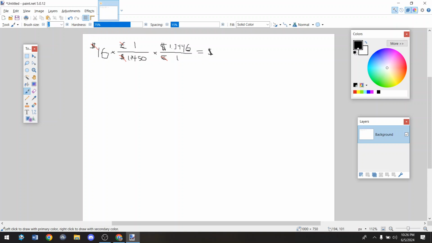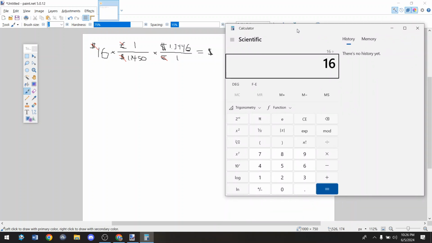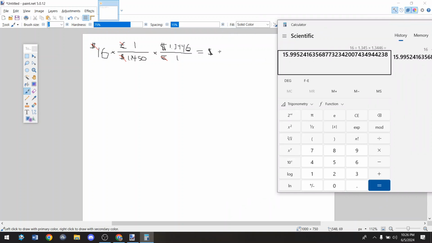I mapped it all out at first to know what I was doing, and then I just wrote in the relevant things. Now it's all set up, and we can just do multiplication. So with my calculator, I'll say 16 divided by 1.3450 times 1.3446. Okay, so we get 15.9952. We started with 16 million and ended up with 15.99 million, so I'm going to subtract 16 here. There's our loss in millions.